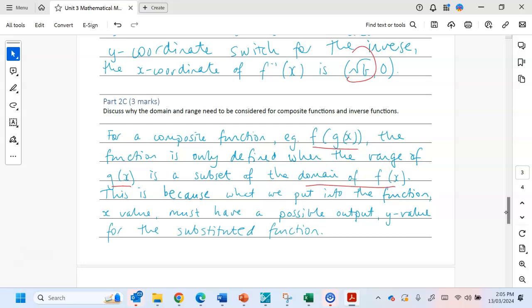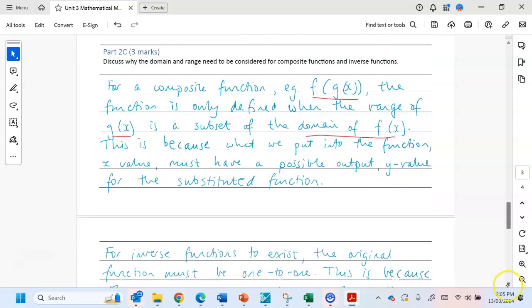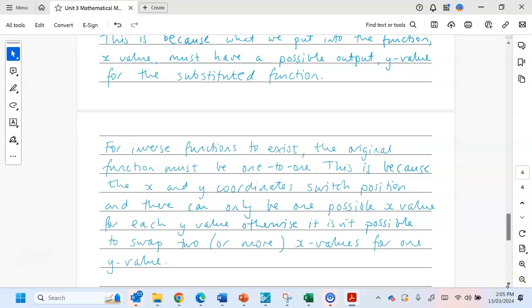This is because what we put into a function, the x value, must have a possible output, so a y value for the substituted function. So if you put something in, something else needs to come out. All right, so for inverse functions to exist, the original function must be 1 to 1.